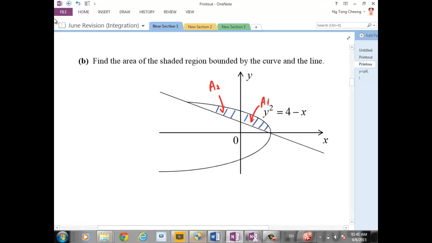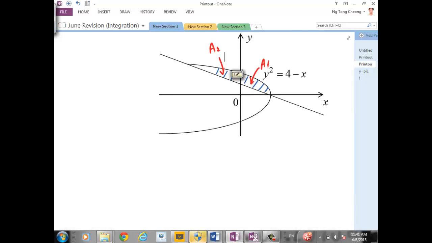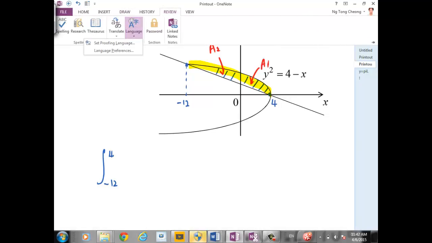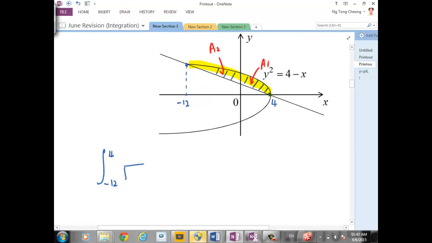So first what I'm going to do is integrate. Just now we know that the coordinate of this point here is actually negative 12. That's the x coordinate. So I'm going to integrate from negative 12 to this point, which is 4. I'm going to integrate because if you look at the region, it's actually bounded by this curve here, which I know from the previous part, the equation is square root of 4 minus x, dx.